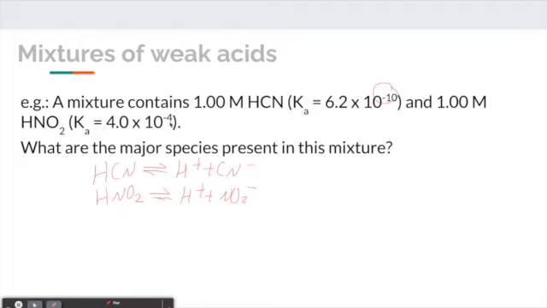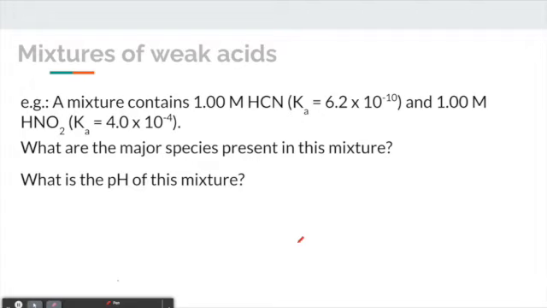And for HNO2, the Ka is bigger, but it's still pretty small. So the amount of NO2 minus and the H plus present from that ionization are also going to be pretty small. There's not much H plus, not much of this, not much of this. Mostly at equilibrium, we have reactants. So there's going to be a lot of HCN, a lot of HNO2, and then, of course, water. These are the major species present in this mixture. The other things are present, H plus, CN minus, NO2 minus, but just not very much of them, so they're not what we would consider major species.